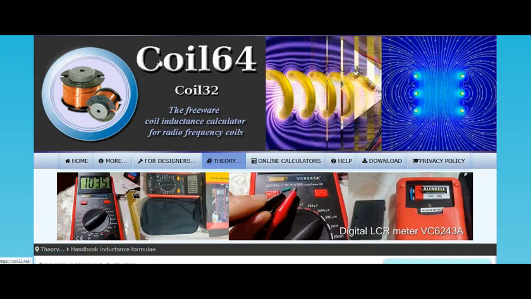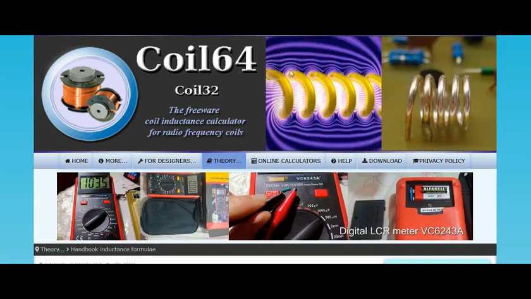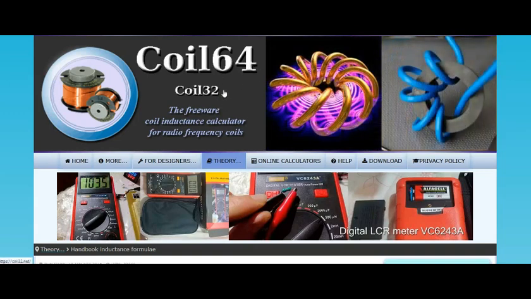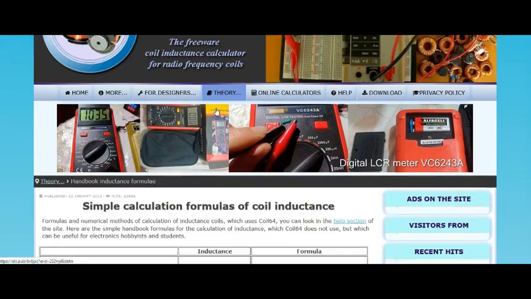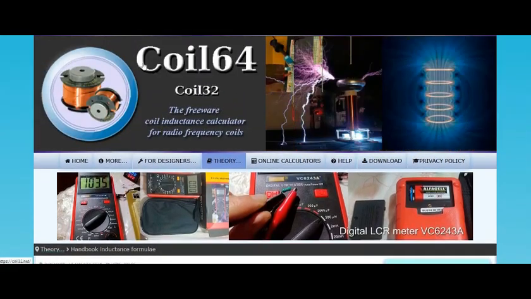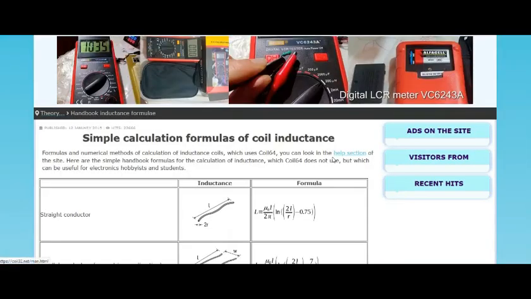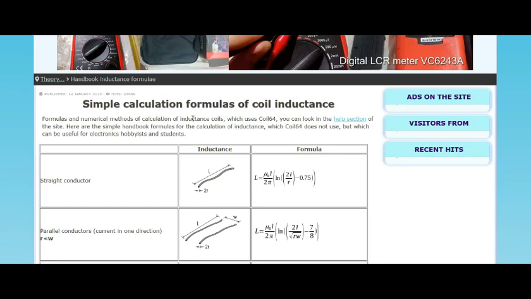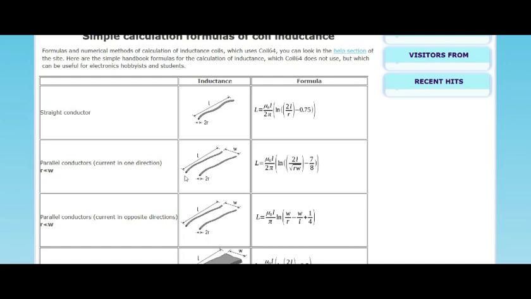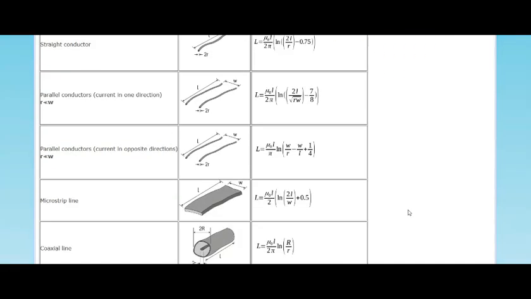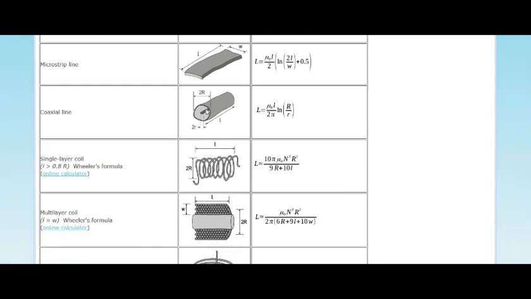So if we go now to this site called Coil 64, Coil 32, there's a lot of good information here. I get the impression that these people know probably a lot more than me. They seem pretty bright. And here in the theory, they're just giving all of the formulas that Wheeler came up with for all of these different things. So for a straight conductor, it's that. Parallel conductors with the current flowing in the same direction, the current flowing in opposite directions, if you have a strip of wire, if you have a coaxial coil.